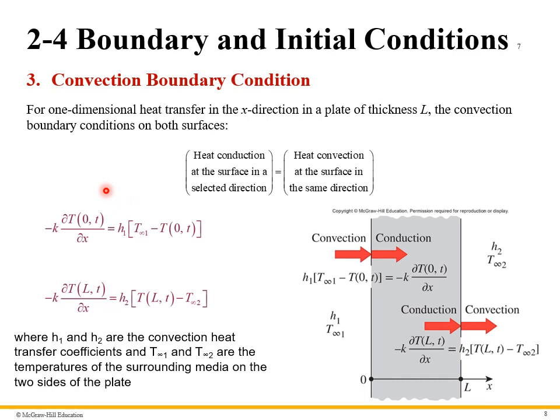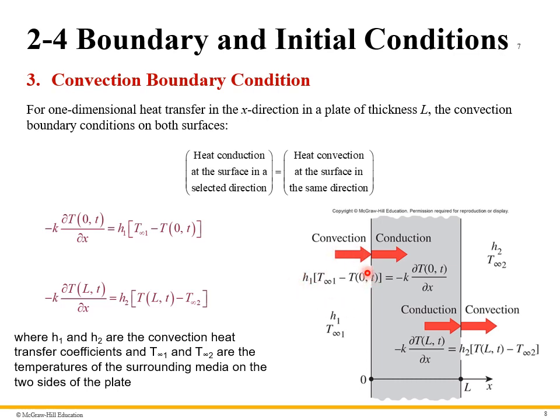So the third example is what's known as the convection boundary condition. For one-dimensional heat transfer in the X direction, in a plate of thickness L, the convection boundary conditions have to exist on both sides. So the heat conduction at the surface in a selected direction has to equal the heat convection at the surface in the same direction. So here, for example, again, we show a wall of thickness L, and on one side you have convection, right?